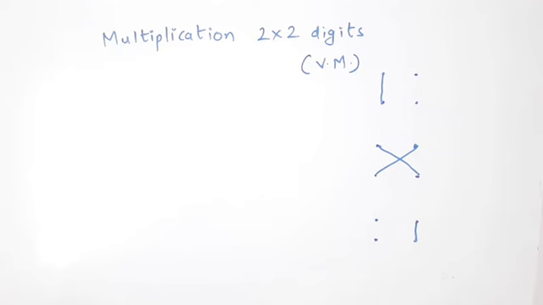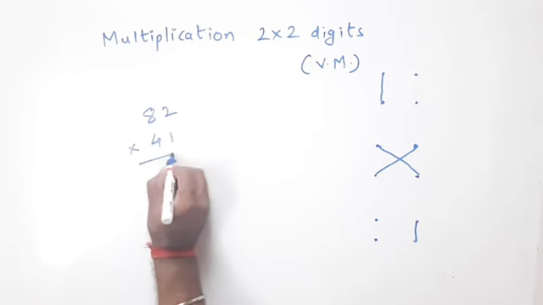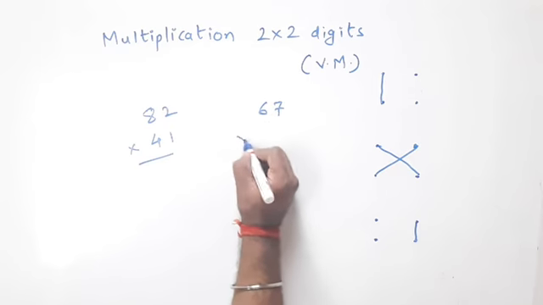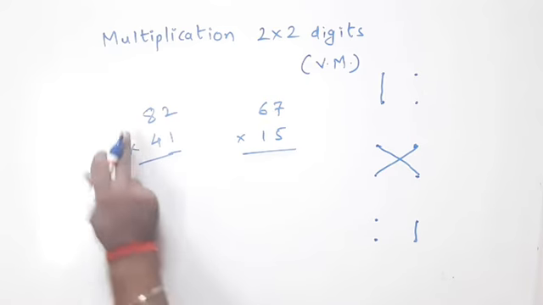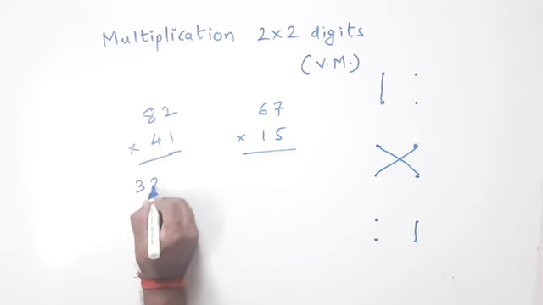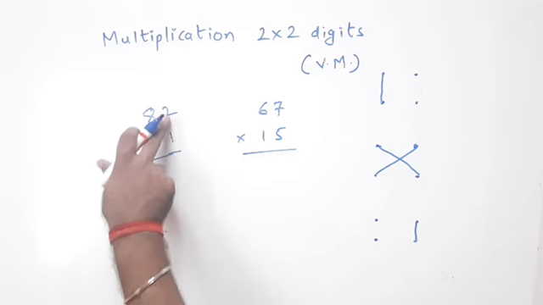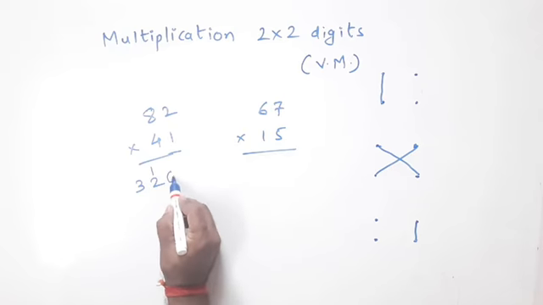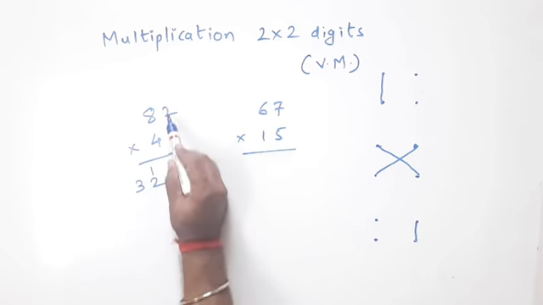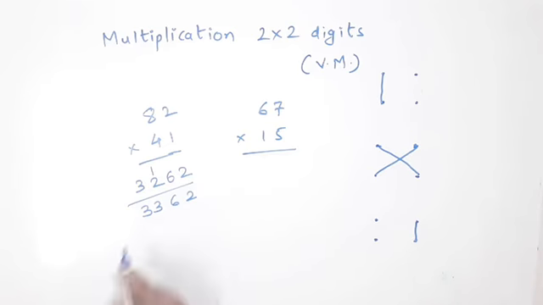Few more examples, students. Let us take 82 multiplied by 41. Then I'll take 67 multiplied by say 15. Come on, 8 4s is 32. First 2 digits we can write directly. Then 8 1s is 8 plus 4 2s is 8. 8 plus 8 is 16. So 1 6 16. And the last one 2 1s is 2. So here is your answer, 2 6 3 3. The answer is 3362.